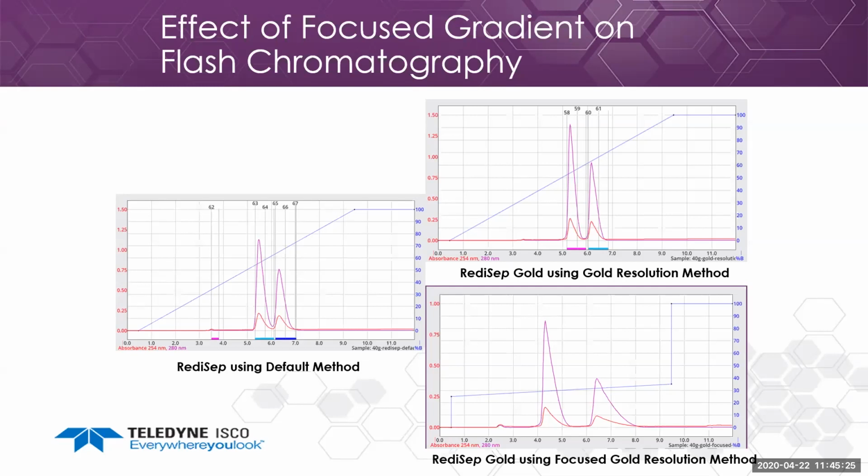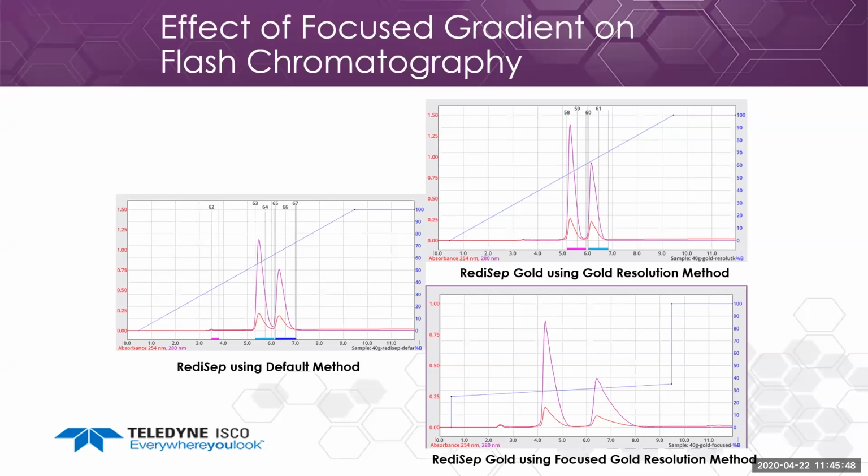slightly longer, sorry, this is on a gold column. The first one is on a regular RediSep column. The second one's on a RediSep Gold column. Because of the added capacity and smaller particles for the RediSep Gold, we get better separation with the gold resolution method. We can see we get slightly better baseline resolution.